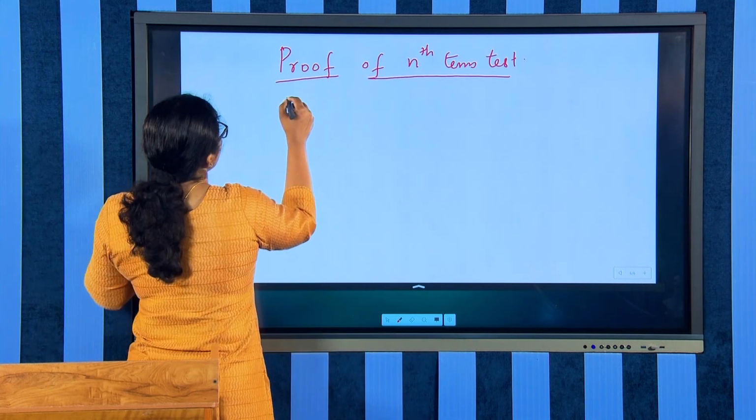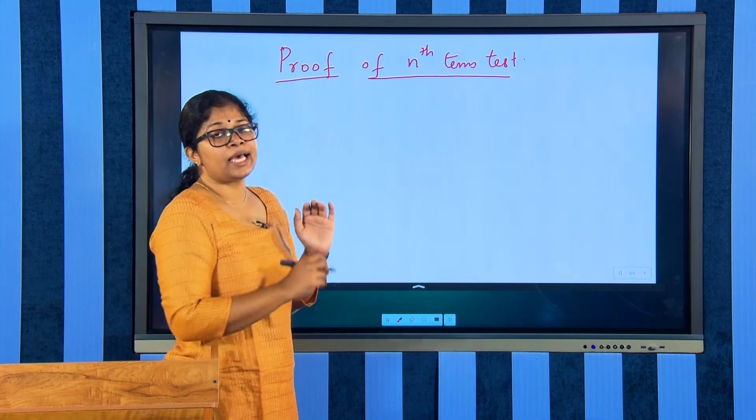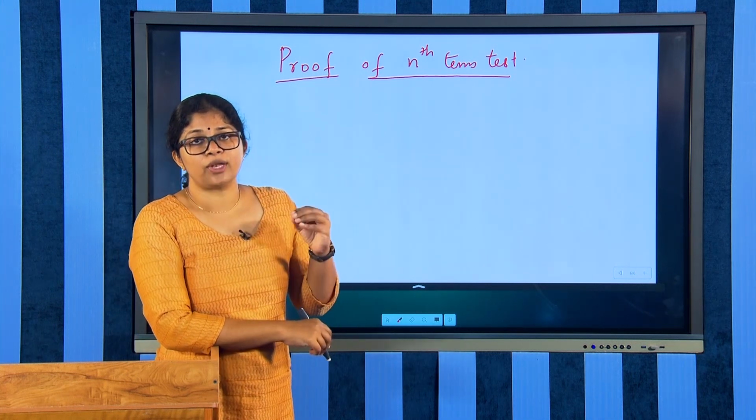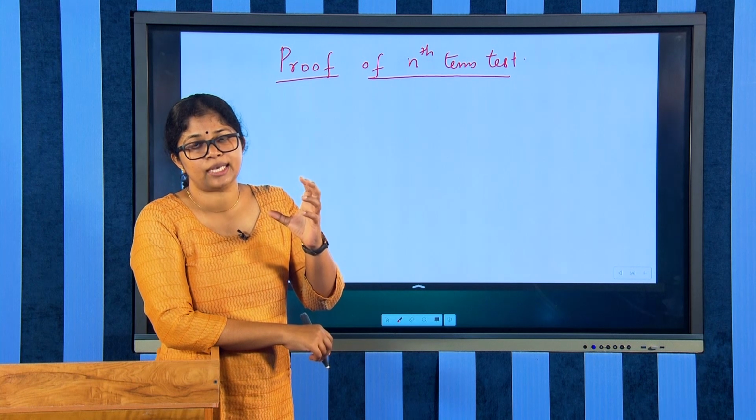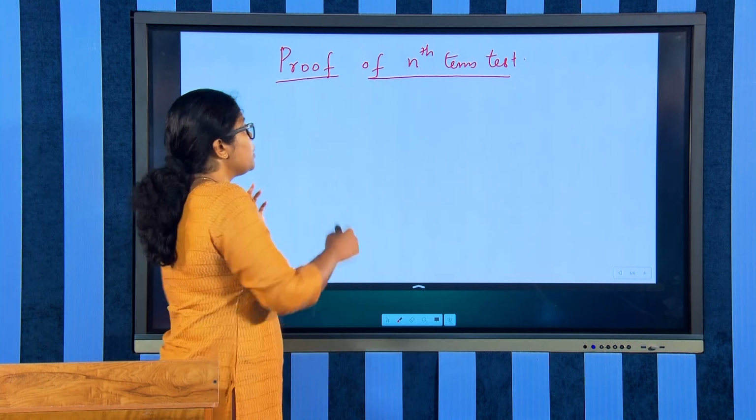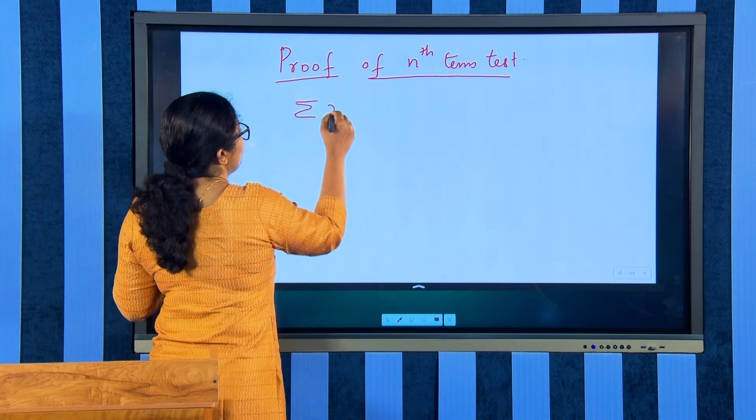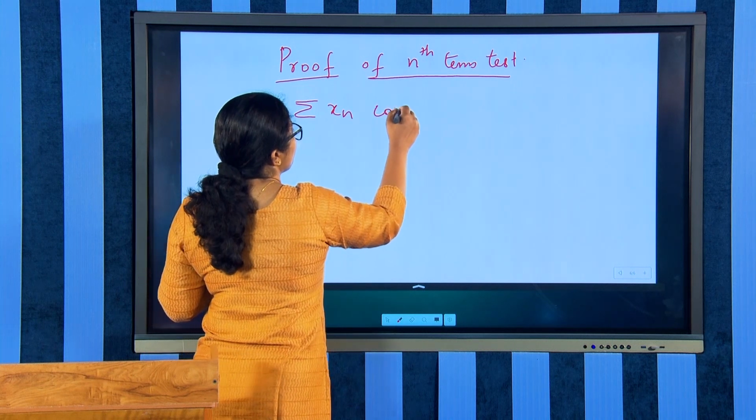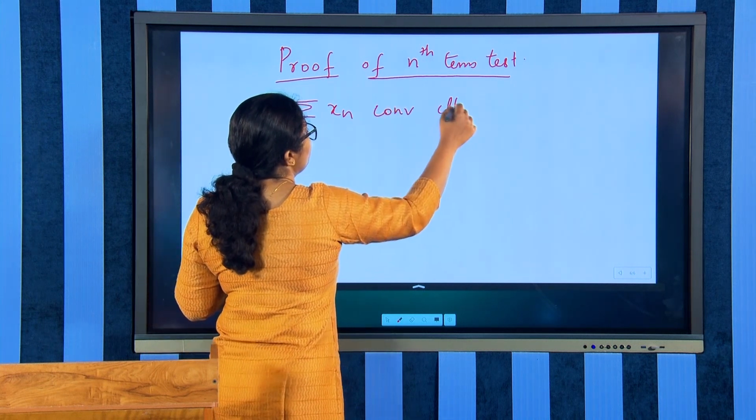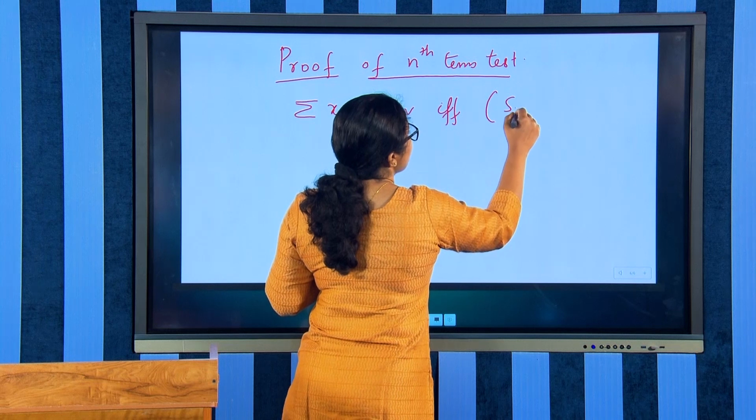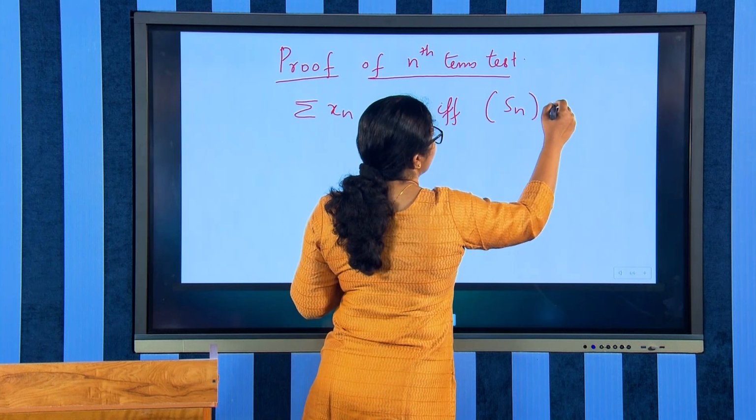So, we have seen that a series converges if and only if the sequence of partial sums converges. So, sigma xn converges if and only if the sequence Sn of partial sums converges.